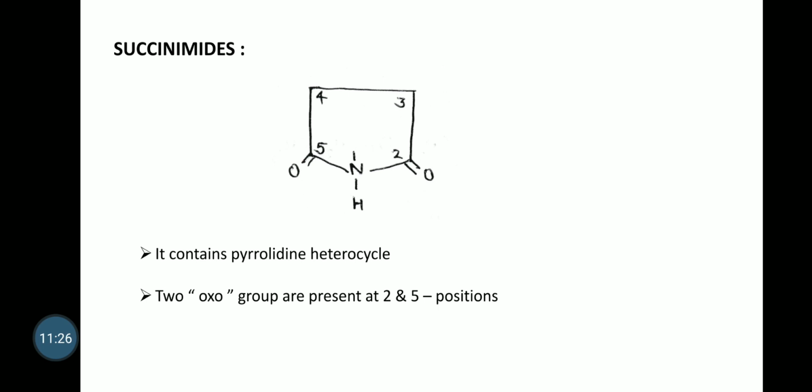Now see, in case of hydantoin, oxygen groups were present at 2nd and 4th position. In oxazolidinedione also, oxygen groups were present at 2nd and 4th position, but in case of succinimide, the oxygen groups are present at 2nd and 5th position. That you have to remember.